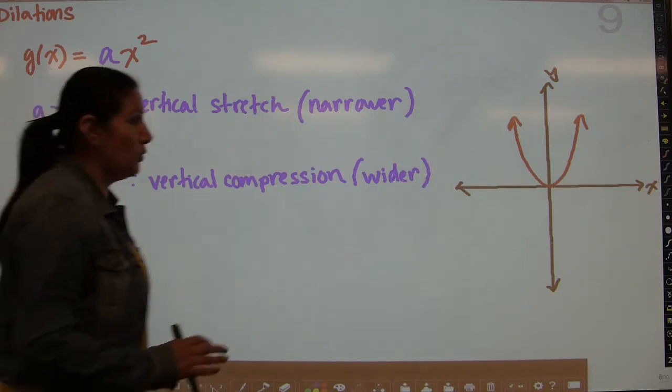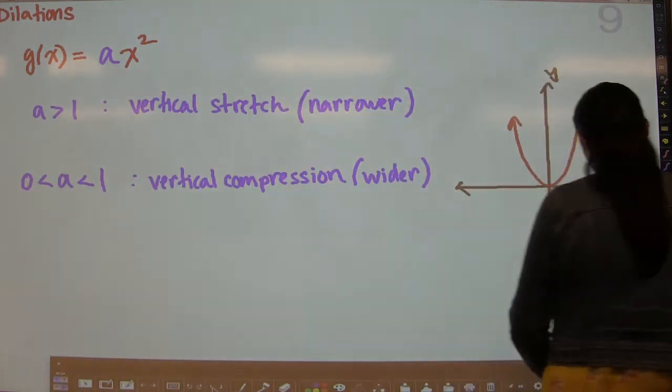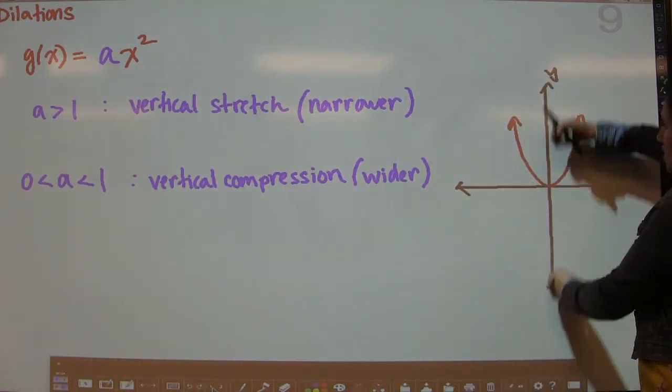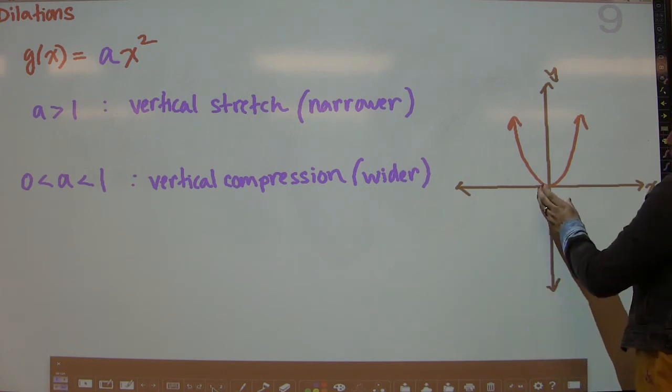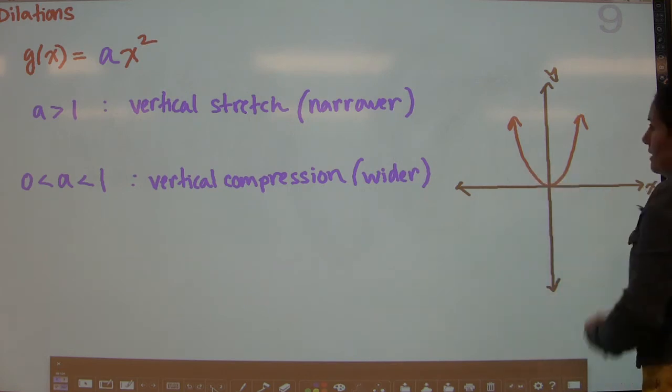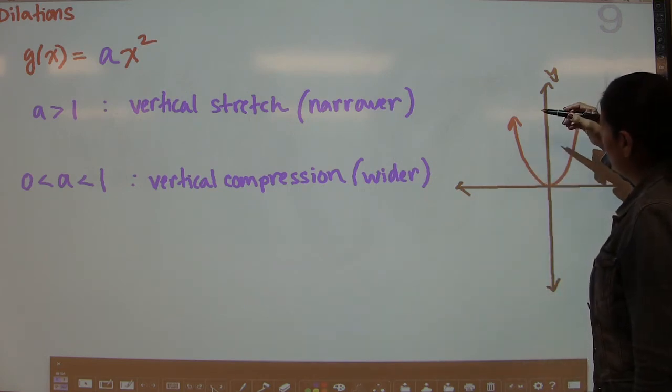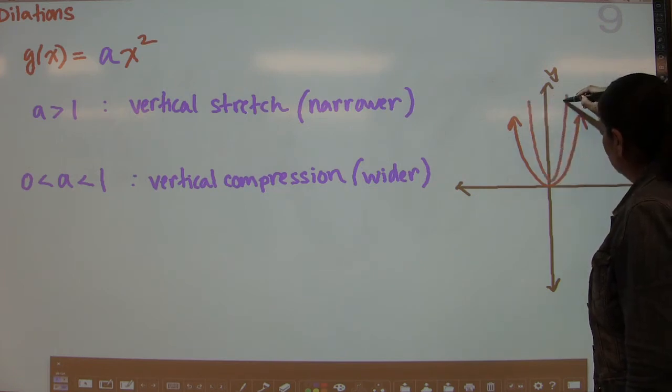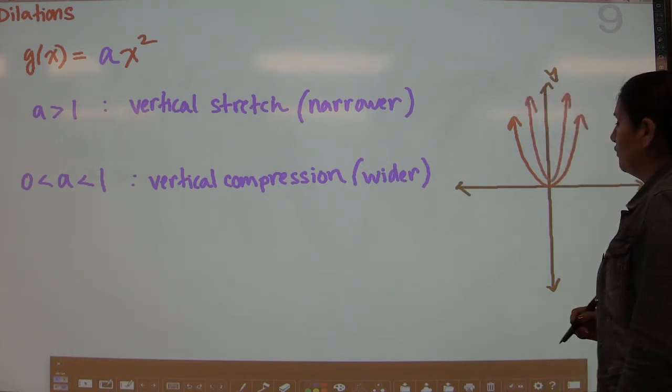And so what you want to think about there is if you were taking this graph and stretching it this way, what would happen is you would basically see the graph get a lot narrower. So if a was greater than 1, you would have something like this happening for your graph.